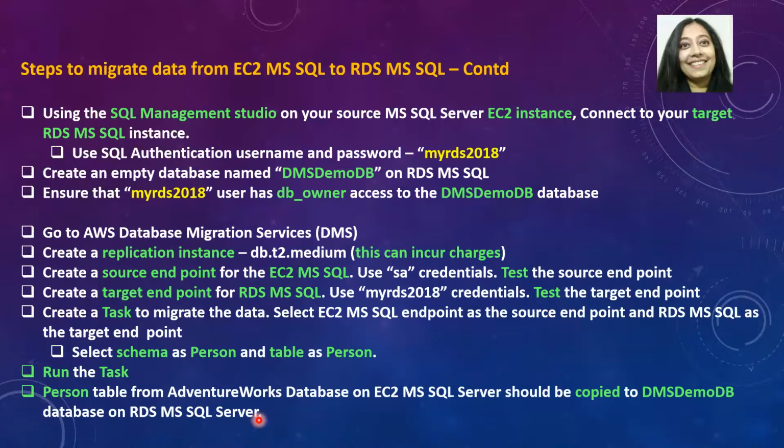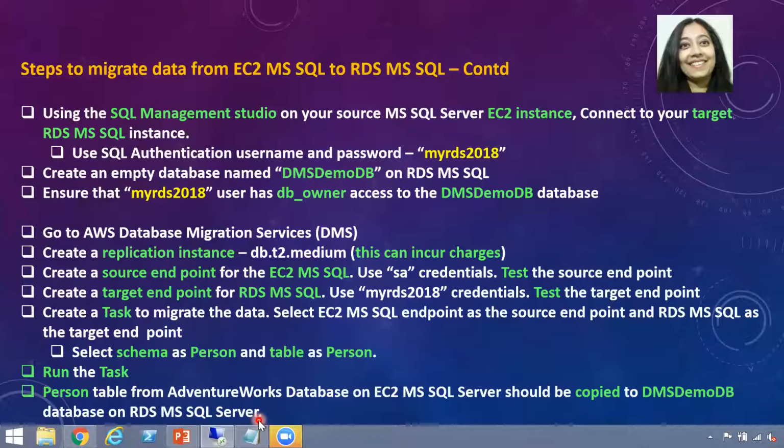So after we have restored our AdventureWorks database on our source server, it is time to go ahead and prep our target server. Now, our target server is also a SQL server, and it's an RDS instance, but we can use the same SQL Server Management Studio that is there on our EC2 instance to connect to our RDS SQL Server instance as well. So we will go ahead and do that. And for this particular instance, remember we had given the username password as my RDS 2018. So we will be using SQL authentication to log in. So let us go ahead and do that first.